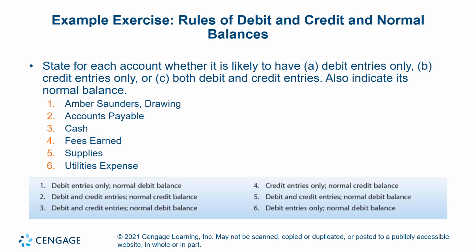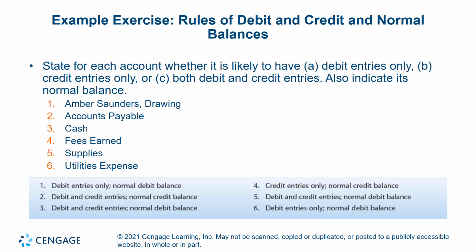Number 4, fees earned. It's a revenue account. A revenue account increases on the credit side, and that's a normal balance. A revenue account will have fees earned recorded and more fees earned recorded. It's only going to increase, and it increases on the credit side. There are credit entries only, and again, it's a normal credit balance.